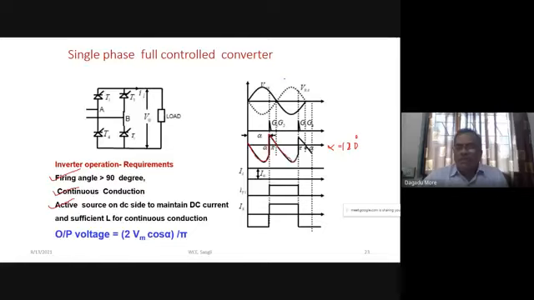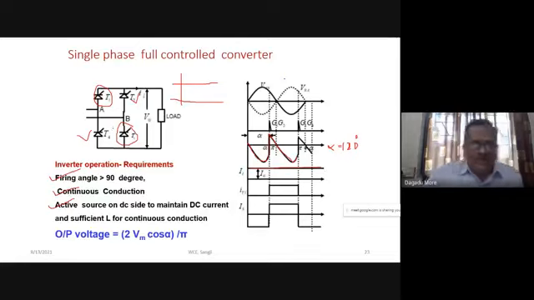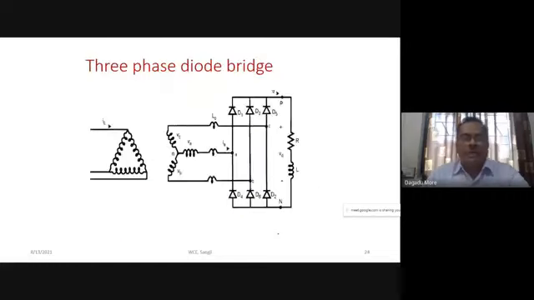So the average output voltage is negative, but here also devices T1 T2 conduct for a period of 180 degrees, and T3 T4 will also conduct for a period of 180 degrees, and our DC current here is smooth and ripple free. So this is our DC current, smooth and ripple free, and hence each device conducts for a period of 180 degrees. Here also our current is the square wave. So the very important thing is that the source current of the full control converter is the square wave.